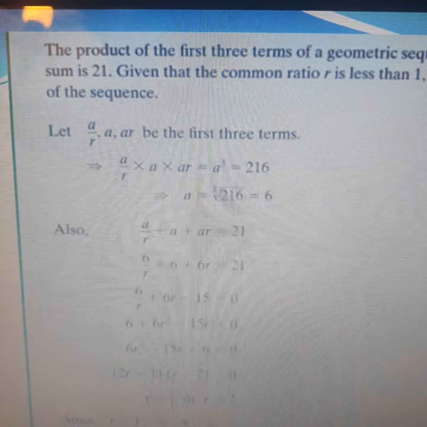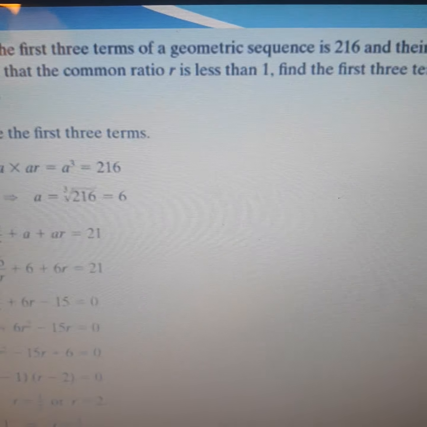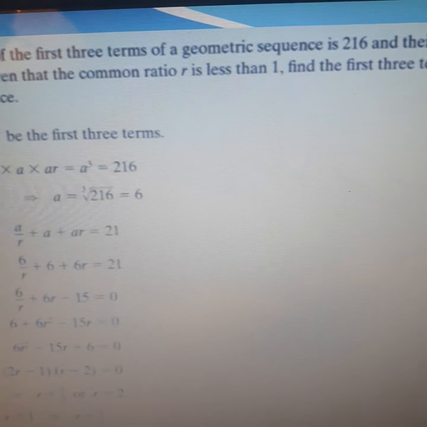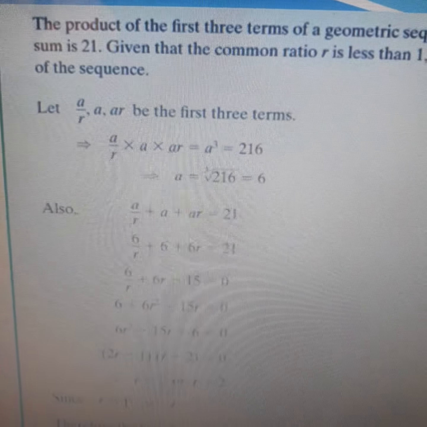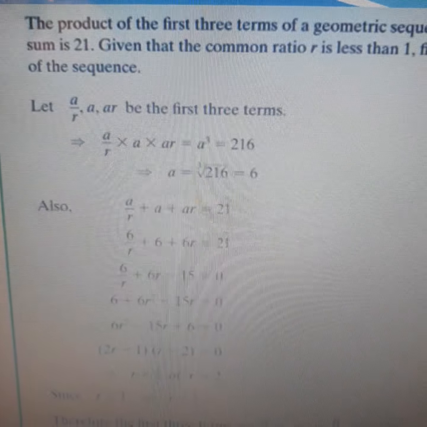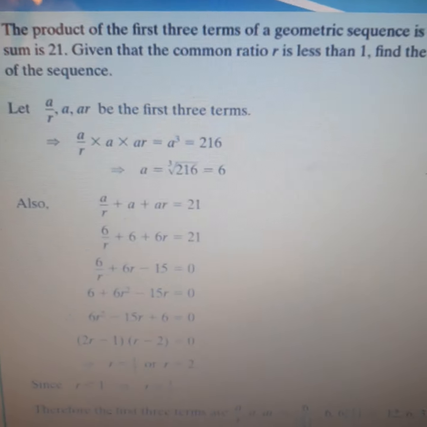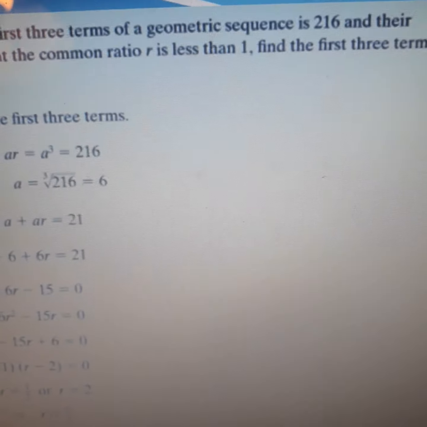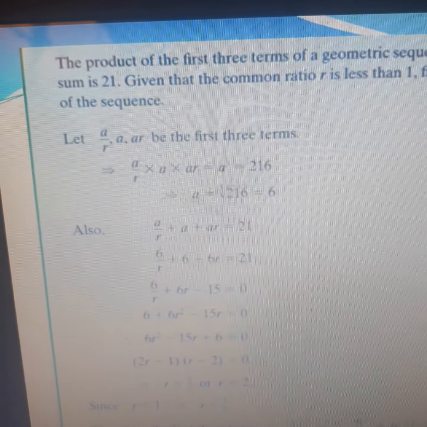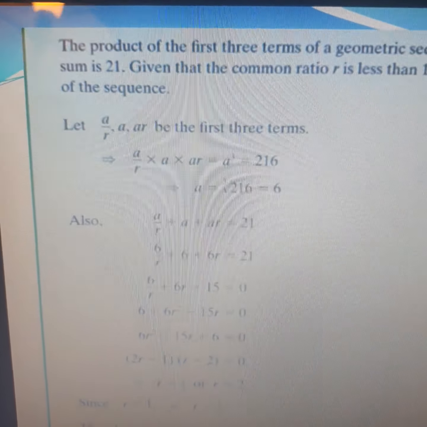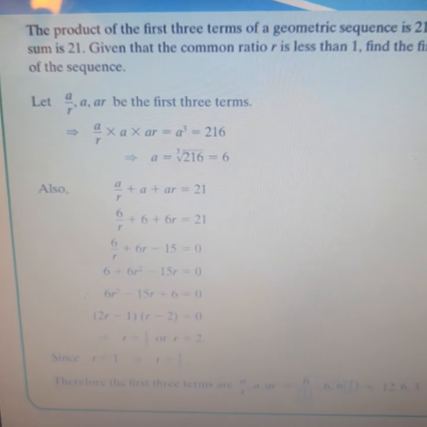So the product of the first 3 terms of a geometric sequence is 216 and their sum is 21. Okay, product, remember, is multiplication, sum then is addition. Given that the common ratio R is less than 1, find the first 3 terms of the sequence. Okay, so this again is another good example to take down.